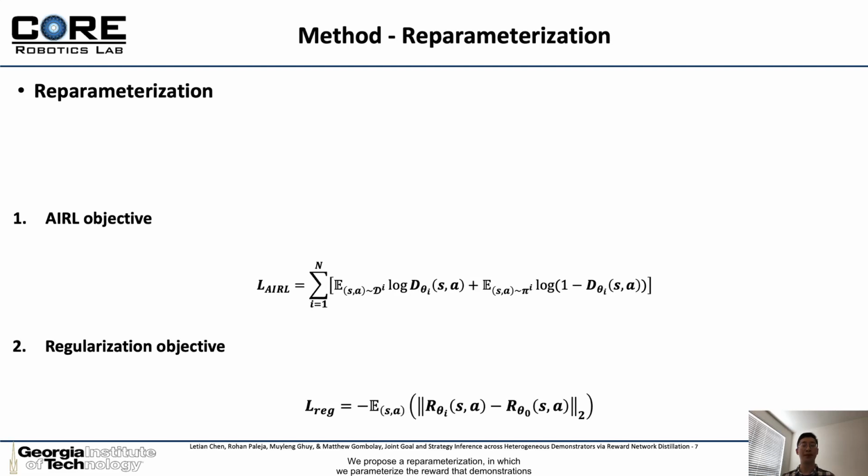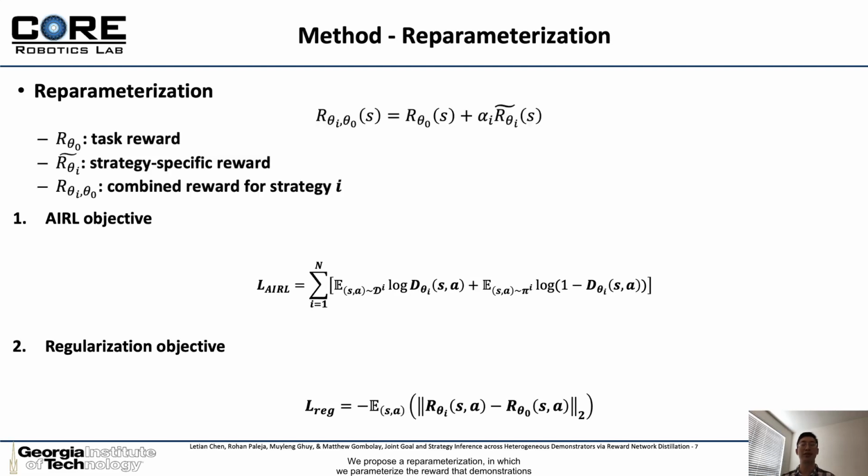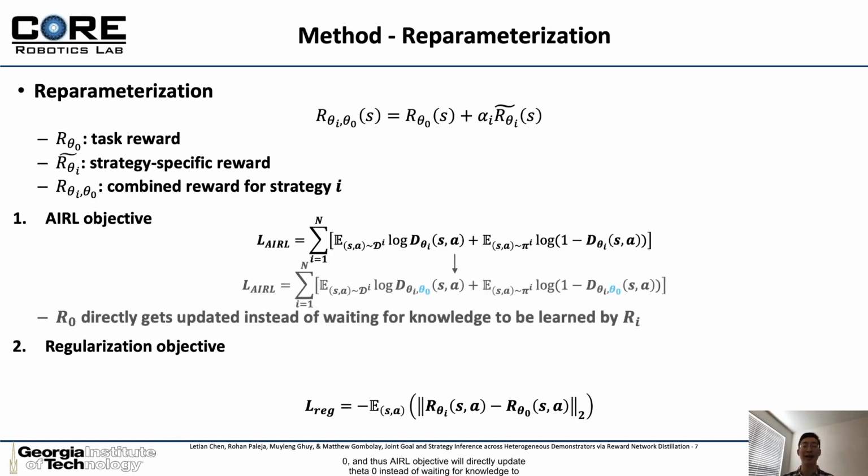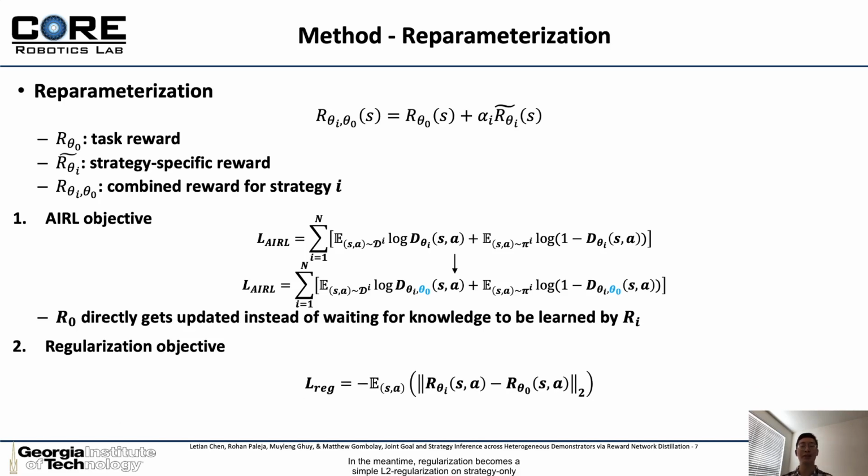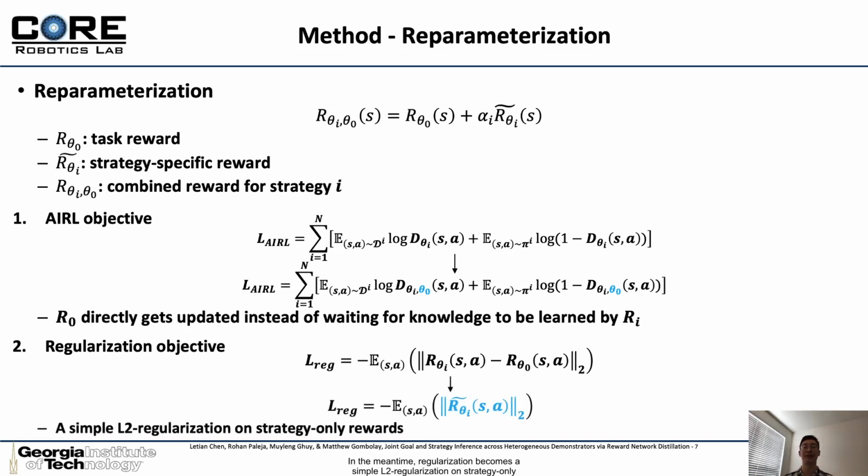We propose reparameterization, in which we parameterize the reward that demonstrations are optimizing as a linear combination of the task reward and the strategy-specific rewards. By such reparameterization, the reward is now parameterized by both theta I and theta 0. Thus, the ARL objective will directly update theta 0 instead of waiting for the knowledge to be learned by theta I. In the meantime, regularization becomes a simple L2 regularization on strategy-only rewards.